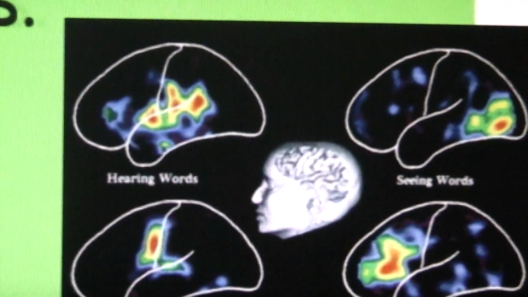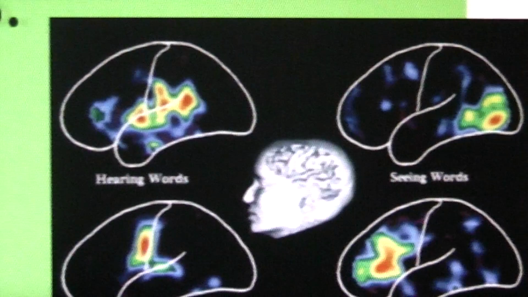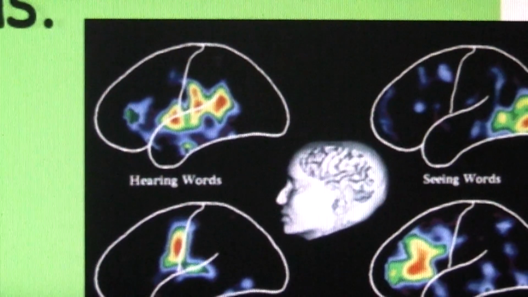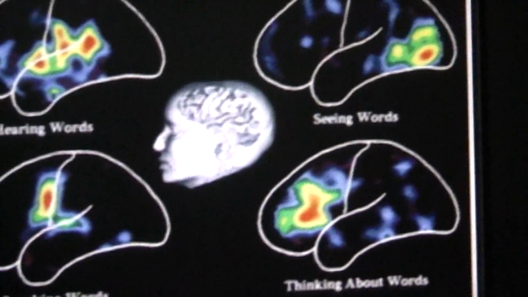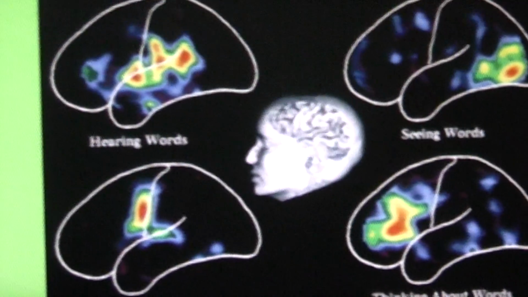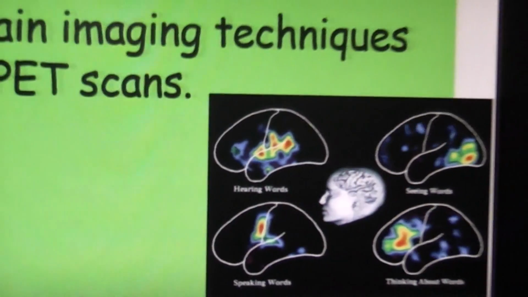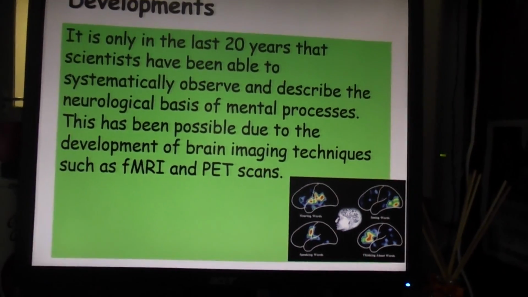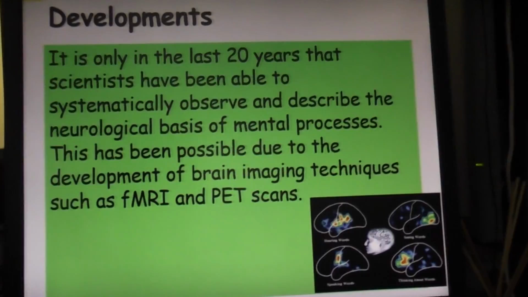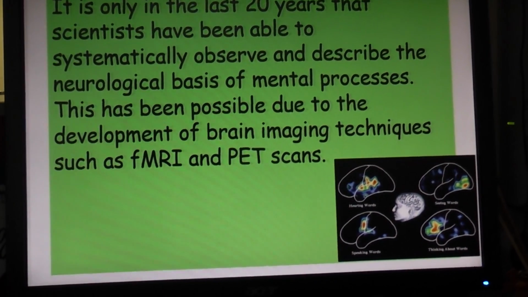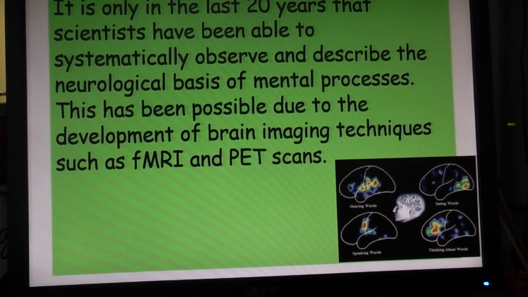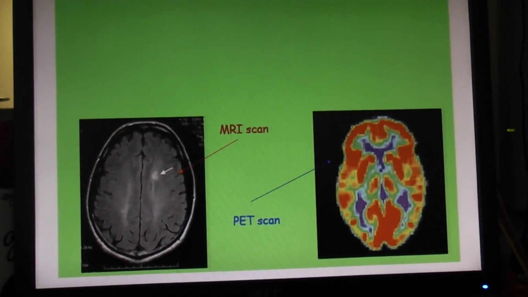And you can see here from these scans, certain areas of the brain are active on hearing words, seeing words, speaking words, and thinking about words. Again, from this, we can clearly see a link between the biological process, the actual anatomical part of the brain, and the mental processing.